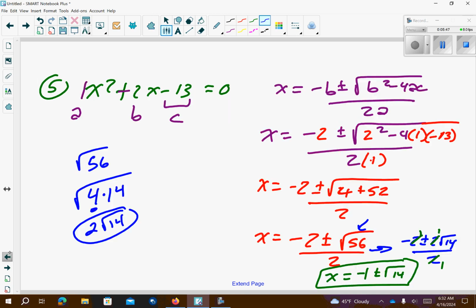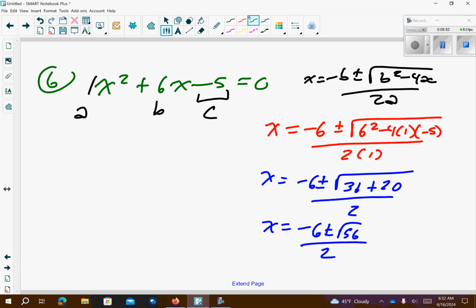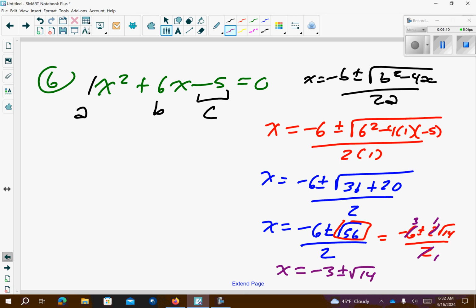Didn't we just do root 56 back here? Root 56, yeah, it comes out to 2 root 14. So because we already did it, we know that this is 2 root 14, so I'm going to get negative 6 plus or minus 2 root 14 over 2. And start reducing. Everything outside is divisible by 2. So my answer comes out to x equals negative 3 plus or minus square root 14. Huh, that's a very close answer, isn't it?